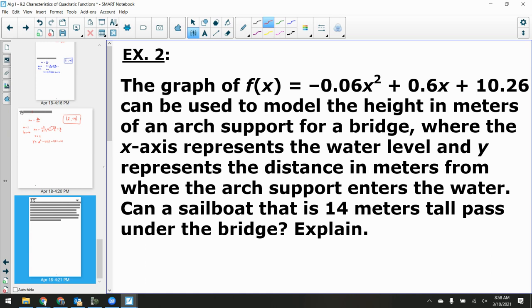The graph of f of x is equal to negative 0.06x squared plus 0.6x plus 10.26 can be used to model the height in meters of an arch support of a bridge. See, what you guys don't understand yet is that quadratics can model a lot of real-life situations. Quadratics can model the shapes of any curve. It can model anything thrown.